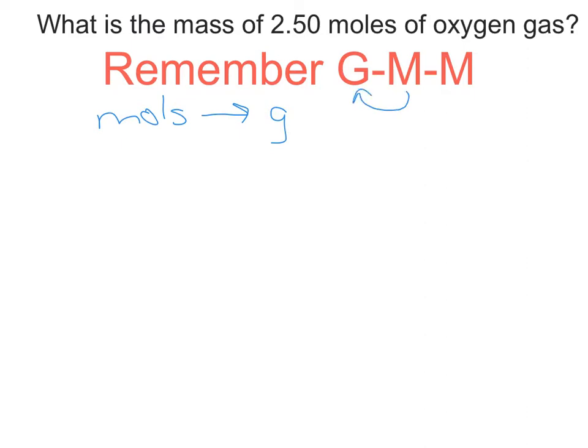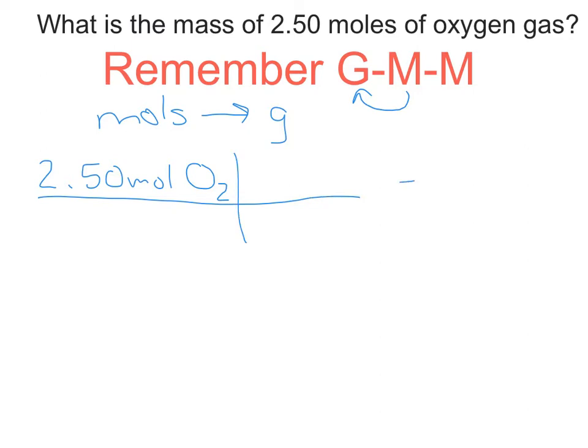This is the same as a dimensional analysis that we used before. You write down the given first. Always write down the given. So we have 2.50 moles. And now you need to make sure you identify the substance. Oxygen gas. Now remember that's diatomic, so O2. And we need to convert it to grams.